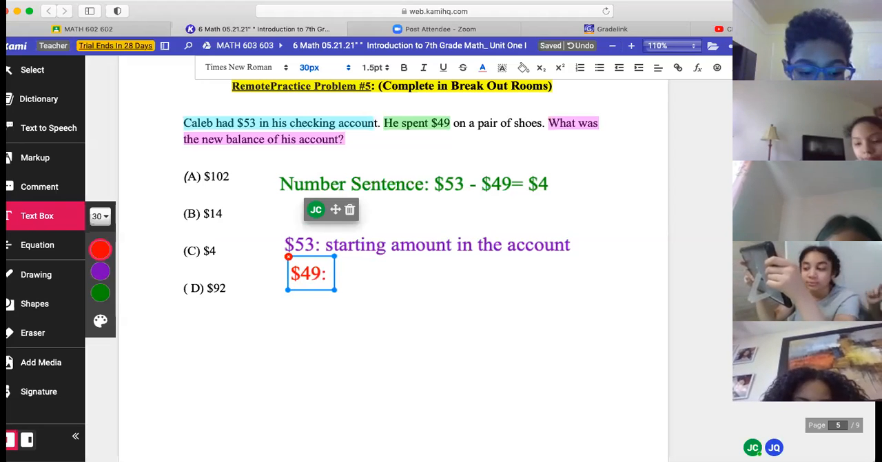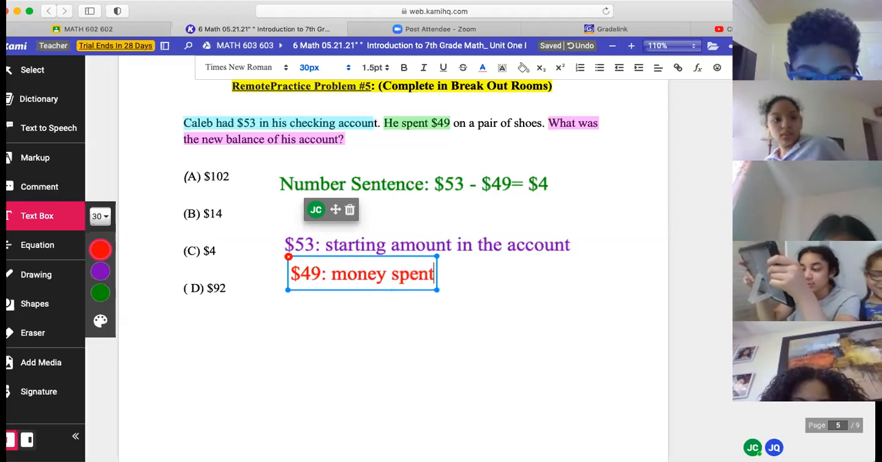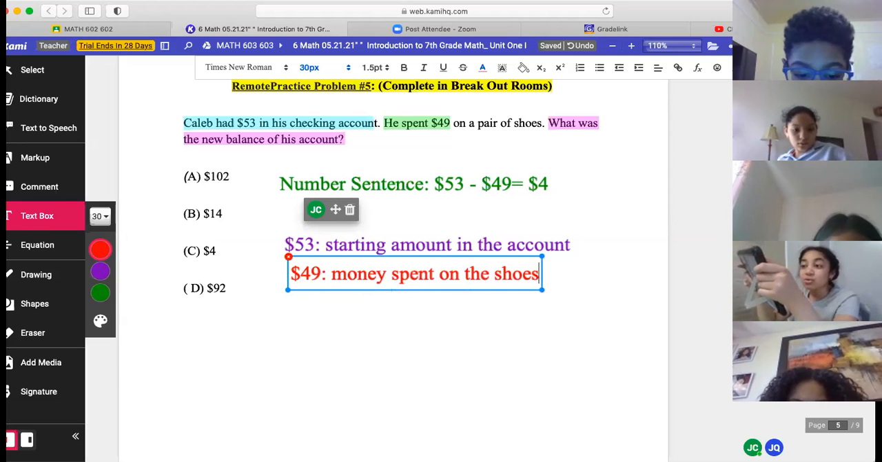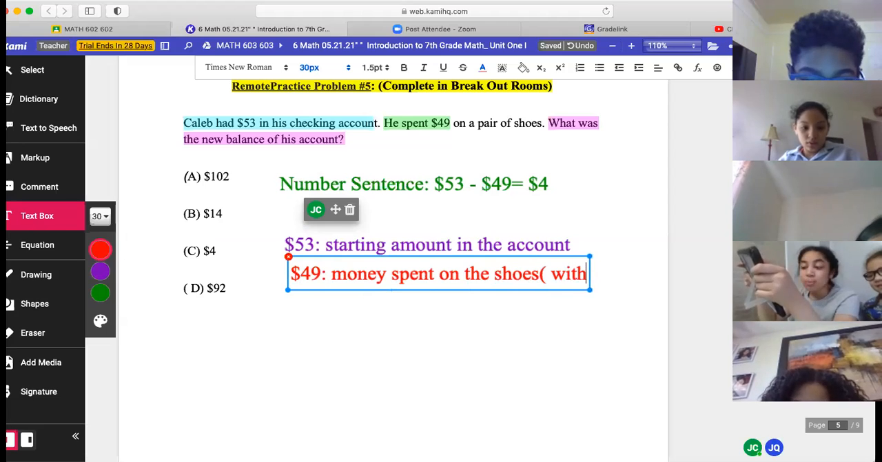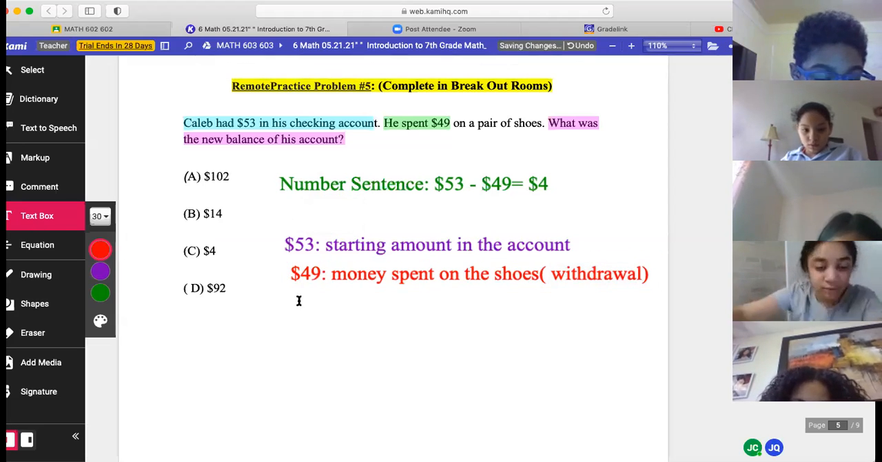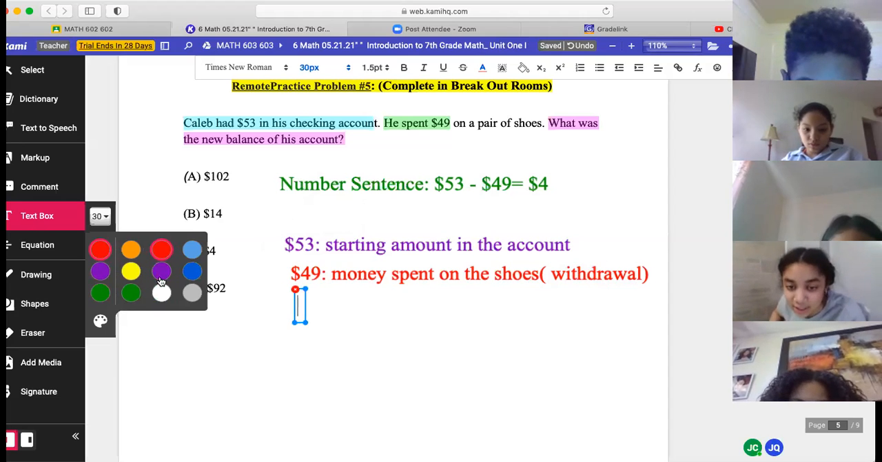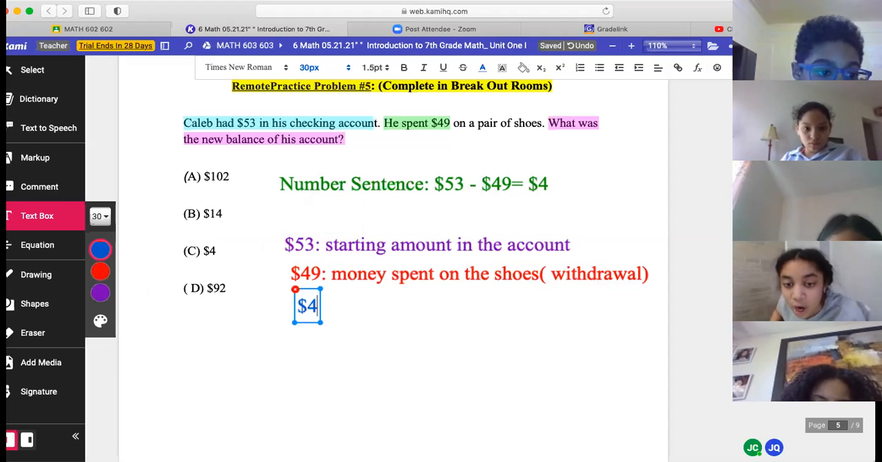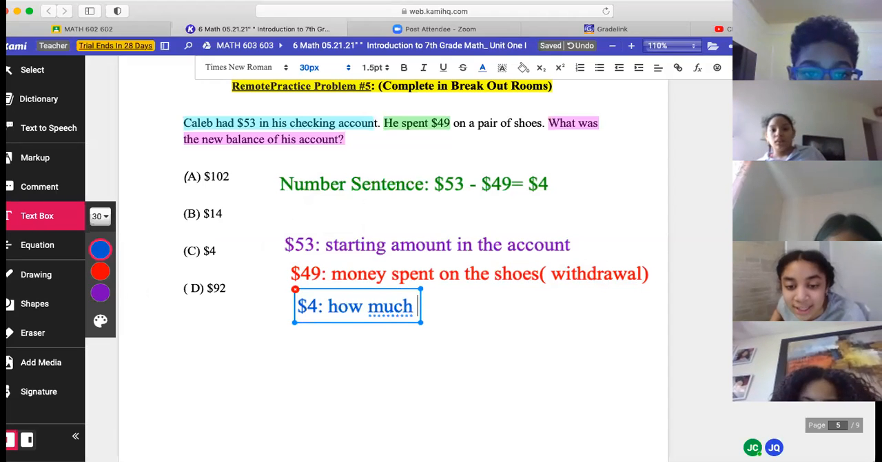The money spent on the shoes is a withdrawal, because you have to pay. Correct, Cynthia? Awesome. And Cynthia, what does this 4 represent? I forgot. It's how much money Caleb has in his account.